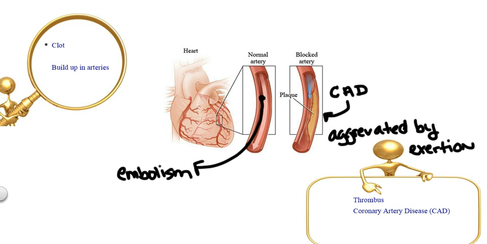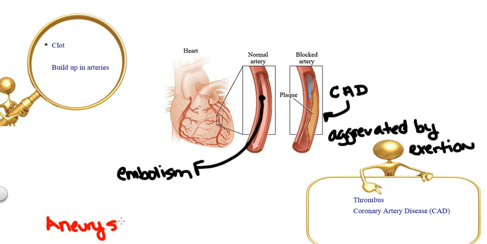So think about it. If a patient is running a few miles and their heart rate increases and they need more oxygen, if they have CAD, this is going to be a problem because their coronary arteries are narrowed and it can't deliver as much oxygen to the heart.